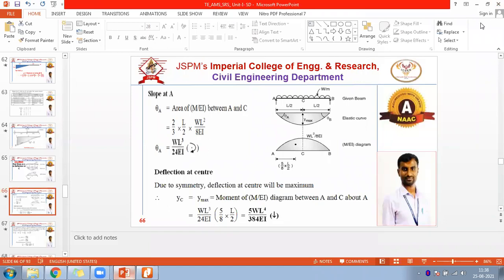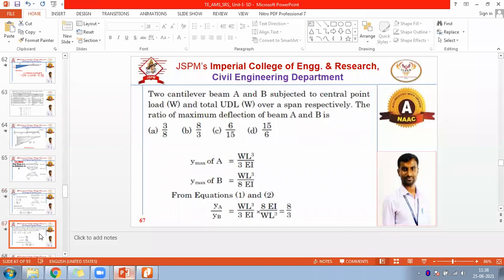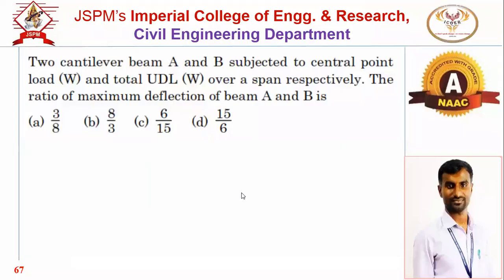So this is for the first case, simply supported beam subjected to UDL on entire span. Now can you tell me the answer for this? Try it now. You have around 1 minute. Two cantilever beams A and B subjected to the central point load and UDL. For the first cantilever beam, it is subjected to point load at free end, and the second cantilever is subjected to UDL on entire span. What is the ratio of maximum deflection of beam A to beam B?